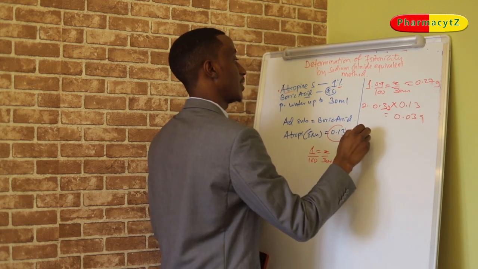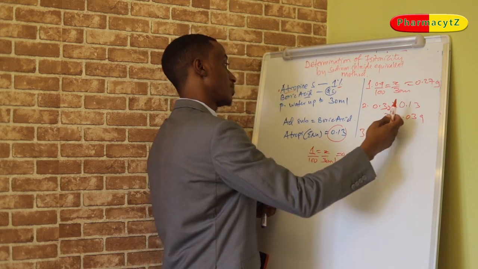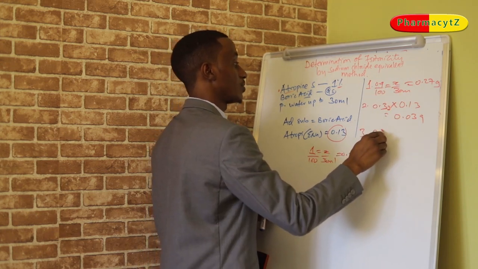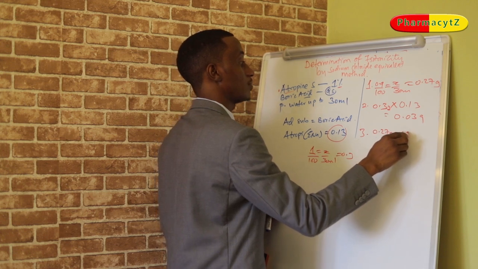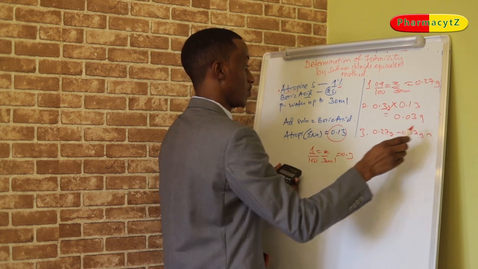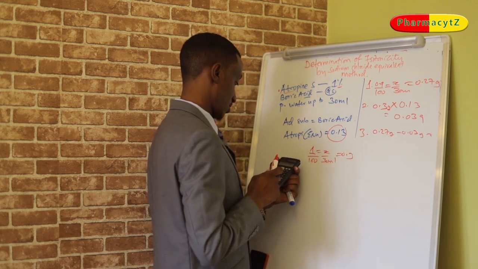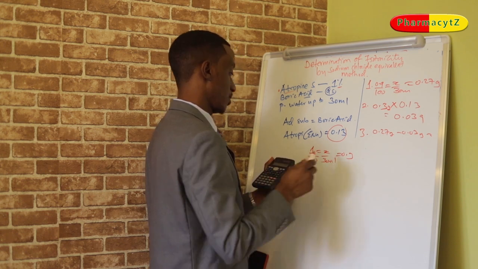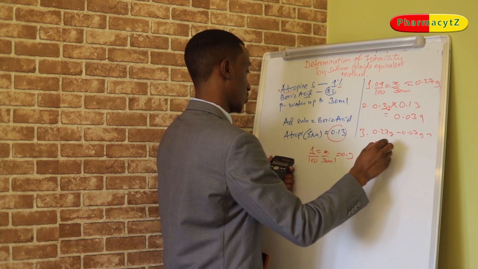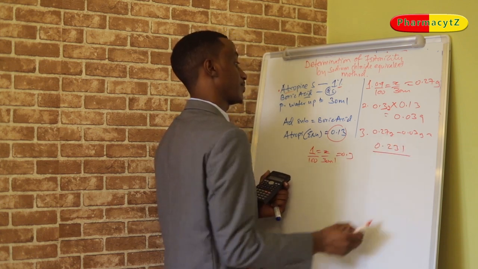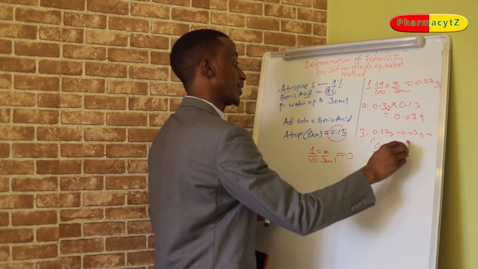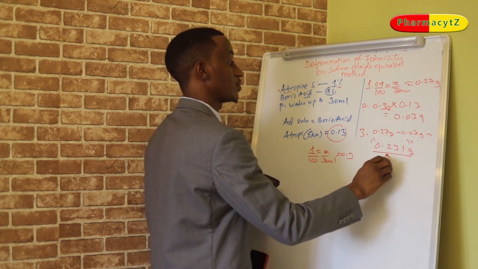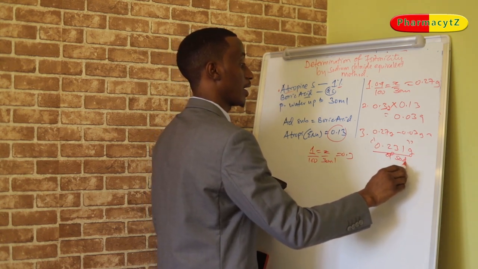0.039. Step 3, subtract what you got in step 2 from that of step 1. 0.27 grams minus 0.039 grams. What you get? You get 0.231. Now if you check, this is 0.231 grams of sodium chloride.